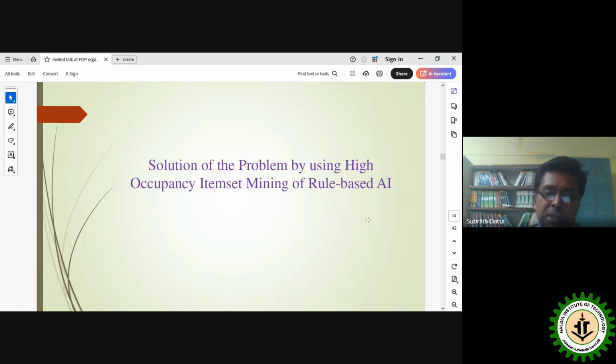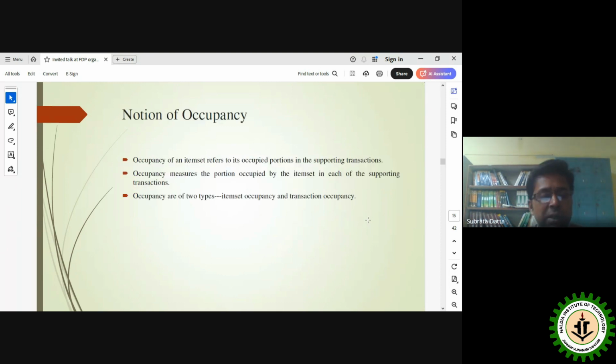Now we shall discuss the technological background of the solution. So what is actually occupancy? Technically, occupancy relates with the idea of occupying spaces. If we think in a very simple sense, occupancy relates with the occupied portion. But in this case, it does not mean occupying any places. It means how much an item occupies a portion of a transaction.